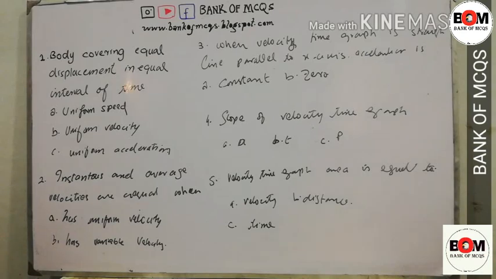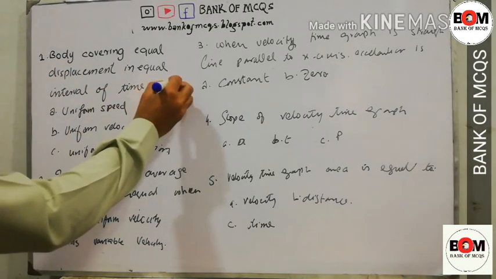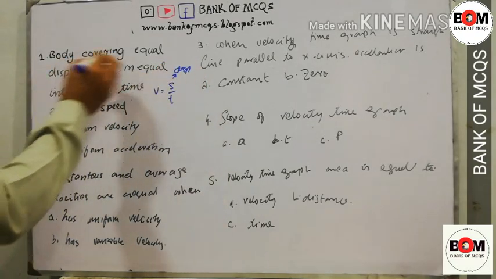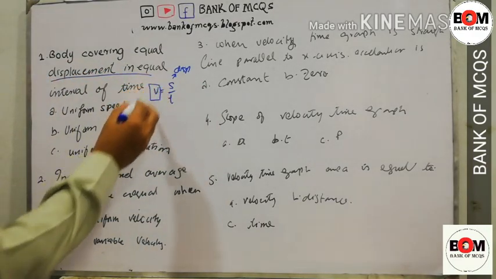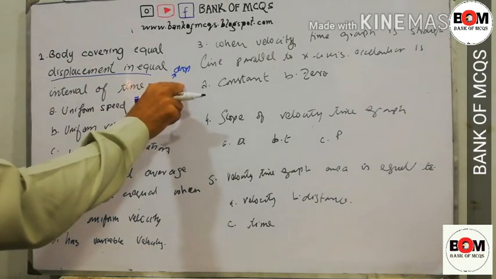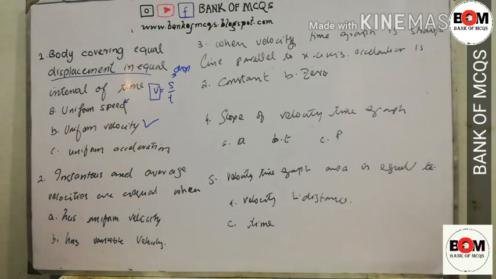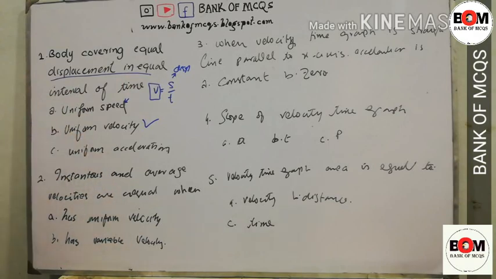Number first, a body covering equal displacement in equal intervals of time is called uniform speed, uniform velocity, or uniform acceleration. So we know that V is equal to S divided by T, where S is displacement. When a body covers equal displacement in equal intervals of time, we call it uniform velocity. Now if it covers equal distance in equal intervals of time, that is the case of uniform speed. So in this case, it is covering equal displacement, so it will be uniform velocity.